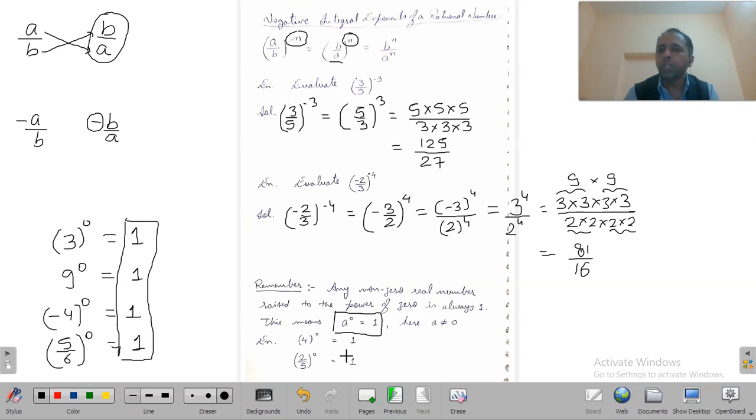Okay. So students, today we have understood the basic concepts of exponent. What do we mean by exponent? How to calculate the exponent of a positive integer, negative integer, then exponent in case of rational numbers, and what happens when the exponent value is 0.